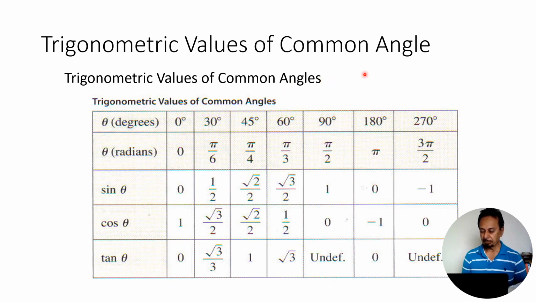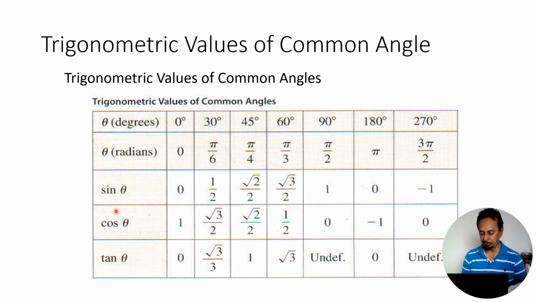Trigonometric values of common angles. Here's a table. So let's see how we read this table. In the first column, we have the angle in degrees: 0 degrees, 30 degrees, 45 degrees, and so on. In the second row, we have the angles in radians. So let's see sine theta.